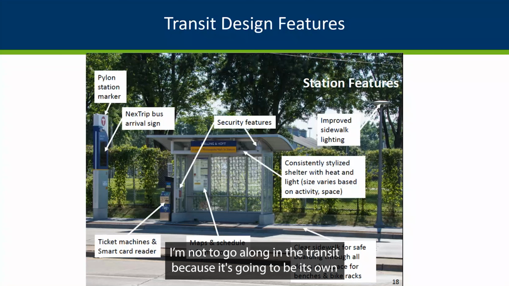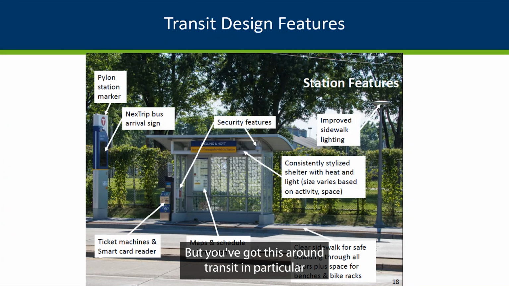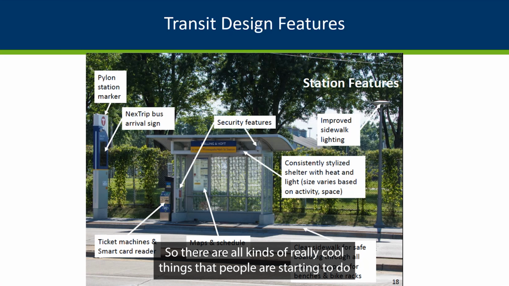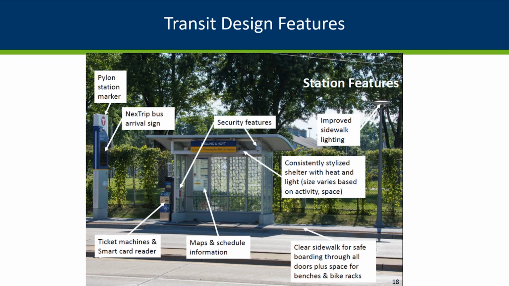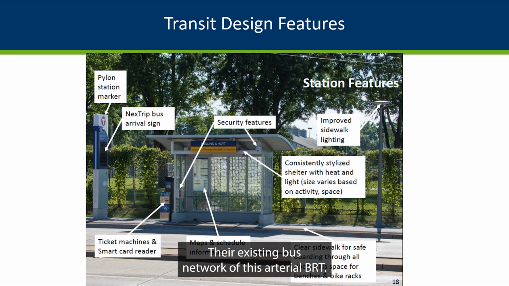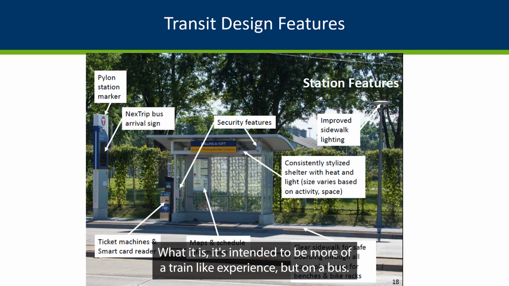Okay, I'm not going to go a whole lot into transit because this could be its own training session, but when you've got fixed route transit in particular, it comes with its own set of design treatments, and there are all kinds of really cool things that people are starting to do that really enhance that experience. So this is a picture of an arterial BRT stop. Metro Transit in the Twin Cities is spending a lot of effort upgrading their existing bus network to this arterial BRT network. It's intended to be more of a train-like experience, but on a bus.